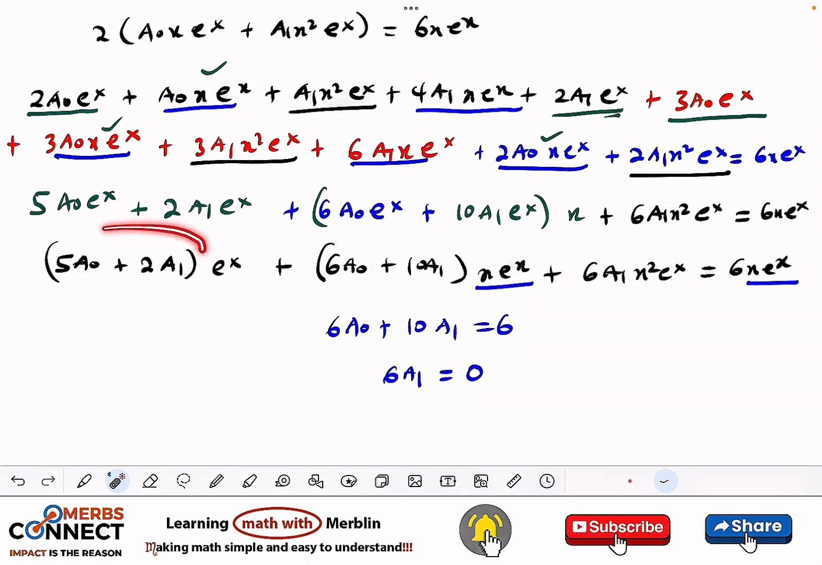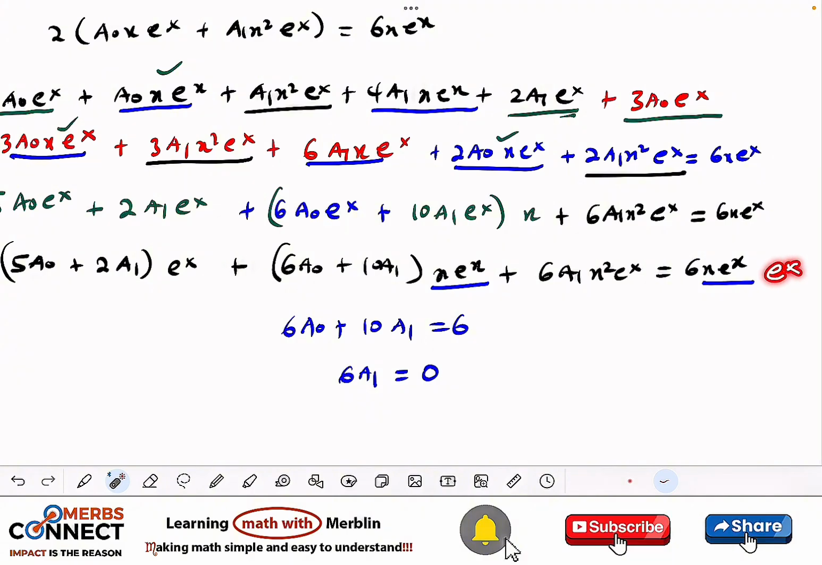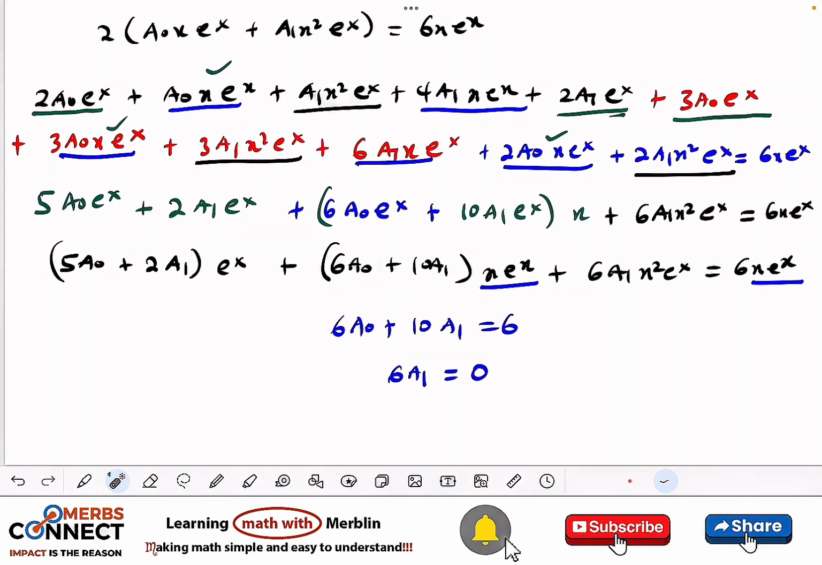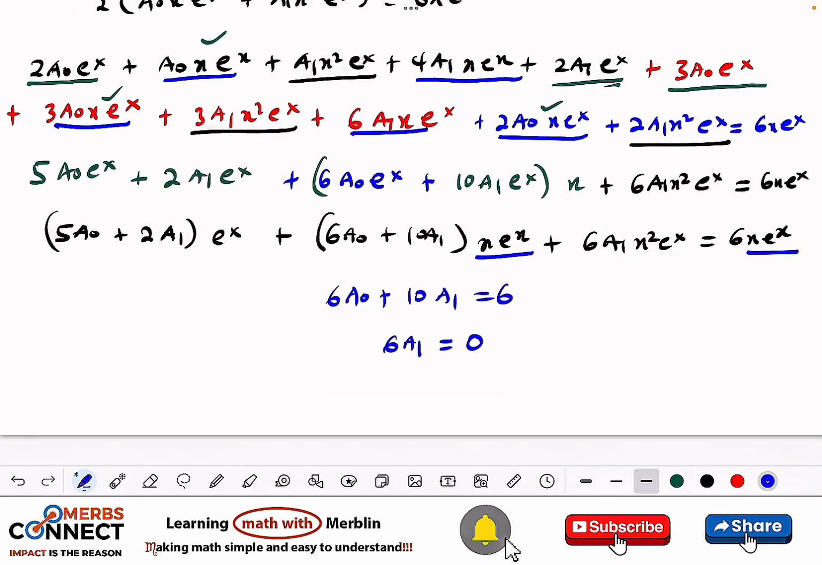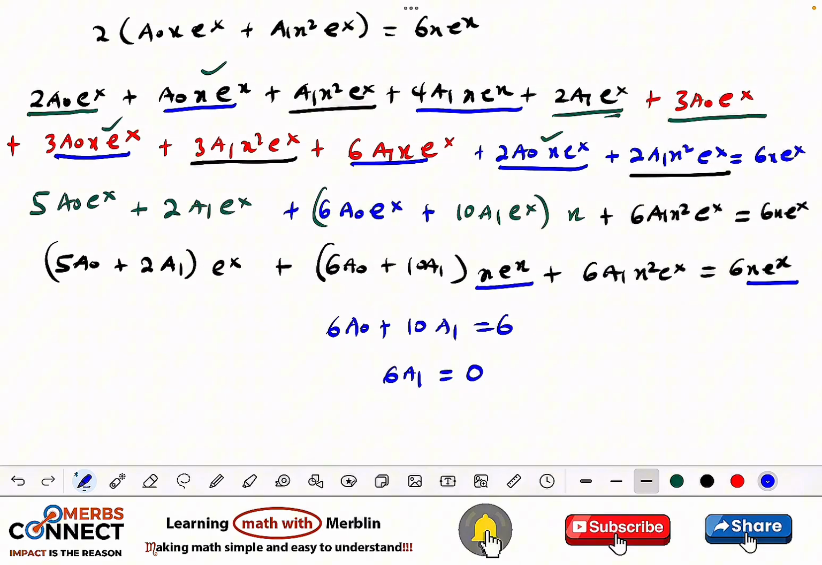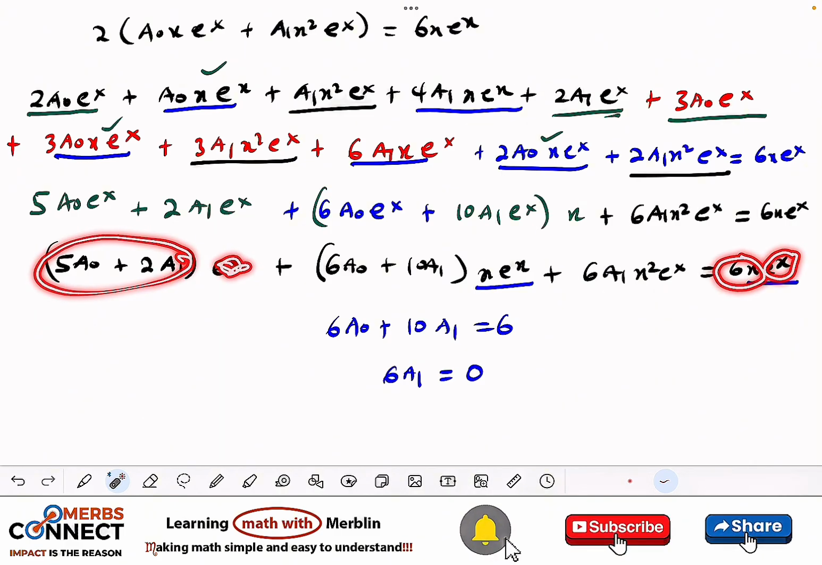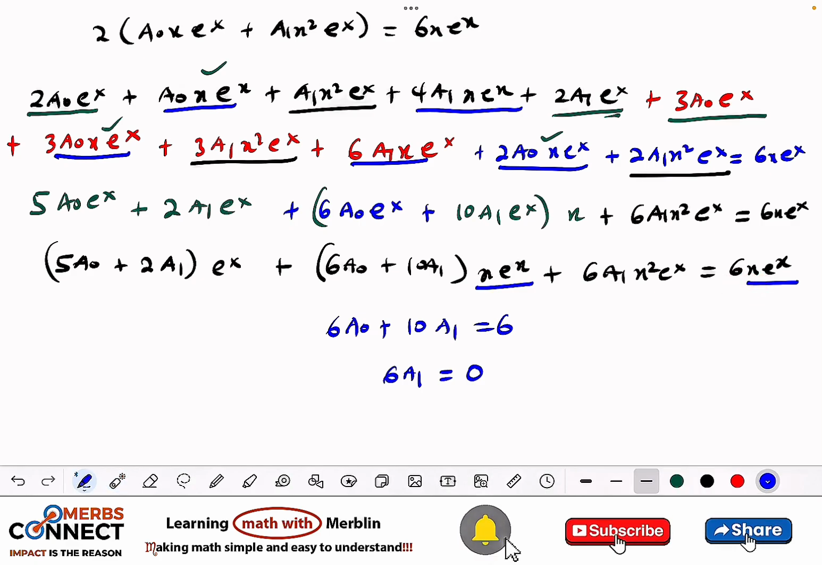Now let's look at this one too. We don't have any term on the left that has e^x standing alone, so this one is also going to be 0. You need to pay attention here so that you don't say that the coefficient of this is this, and pick this one to be the same as this. No, we can't have x in what we are getting here. So this one should be 5a0 plus 2a1, and this one should be equal to 0. So from here we can see that a1 is automatically 0, right?